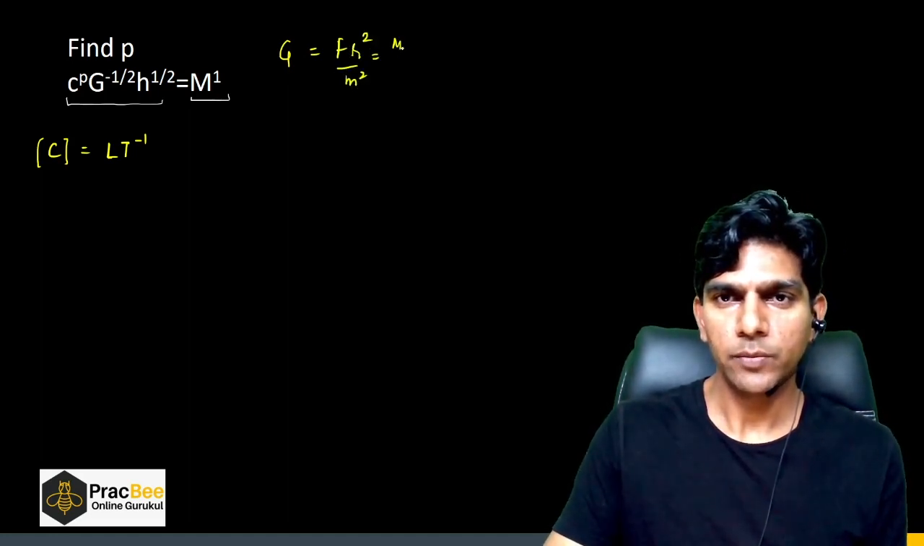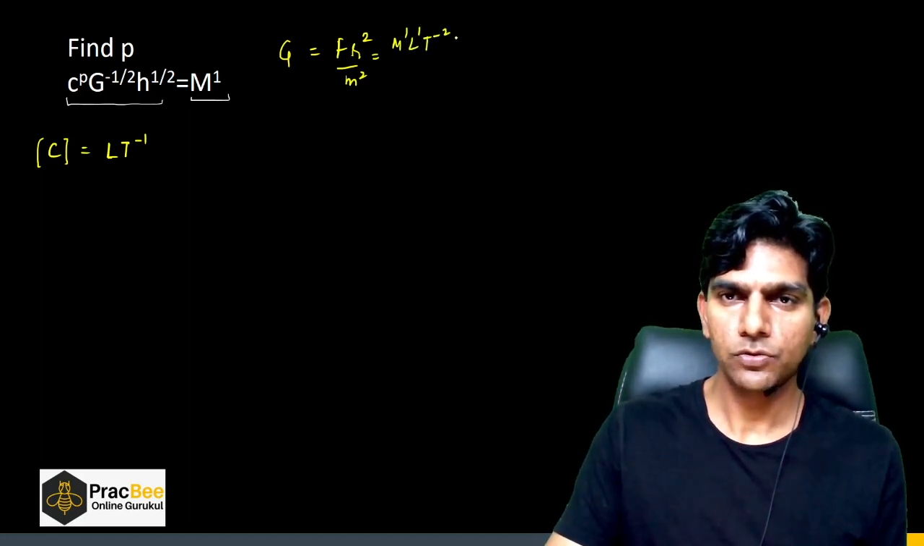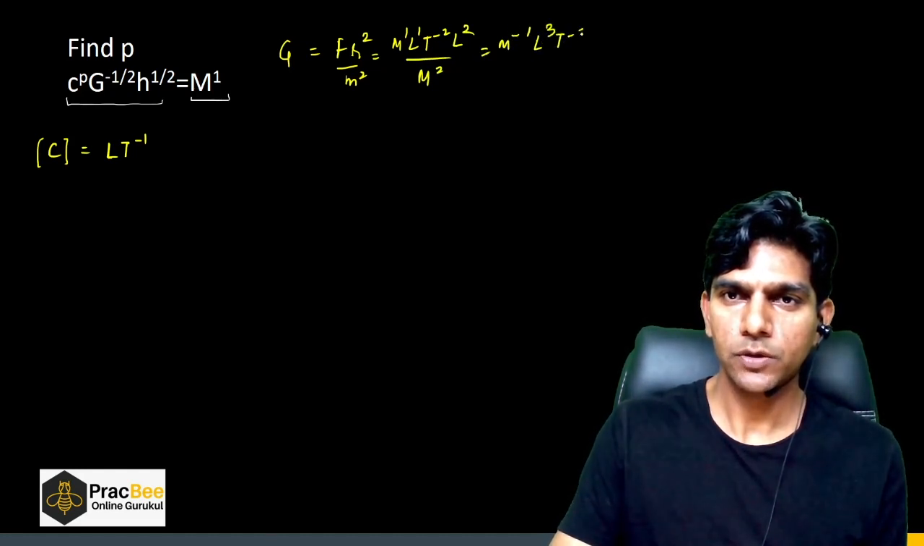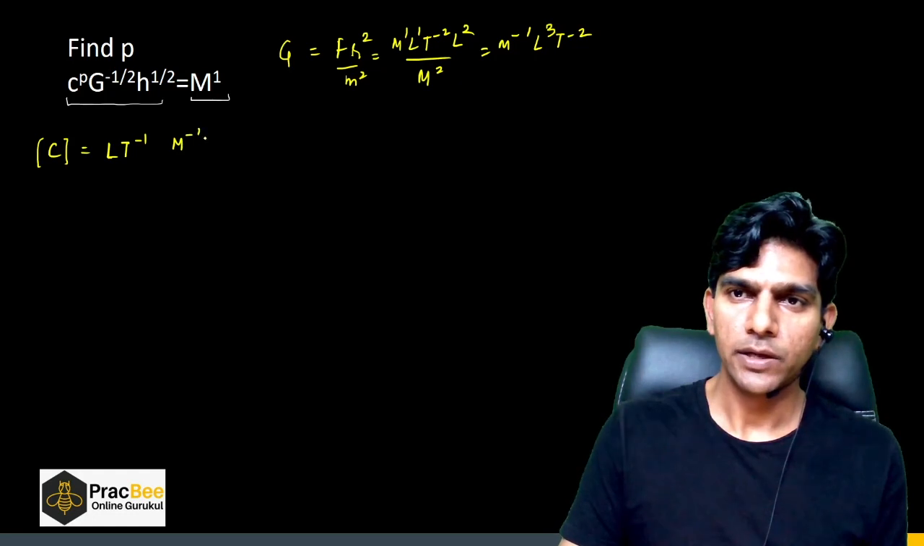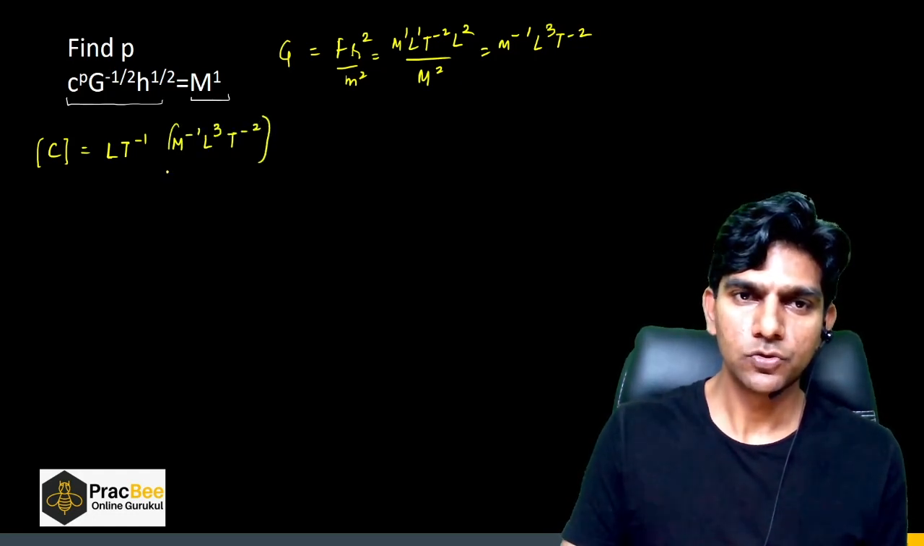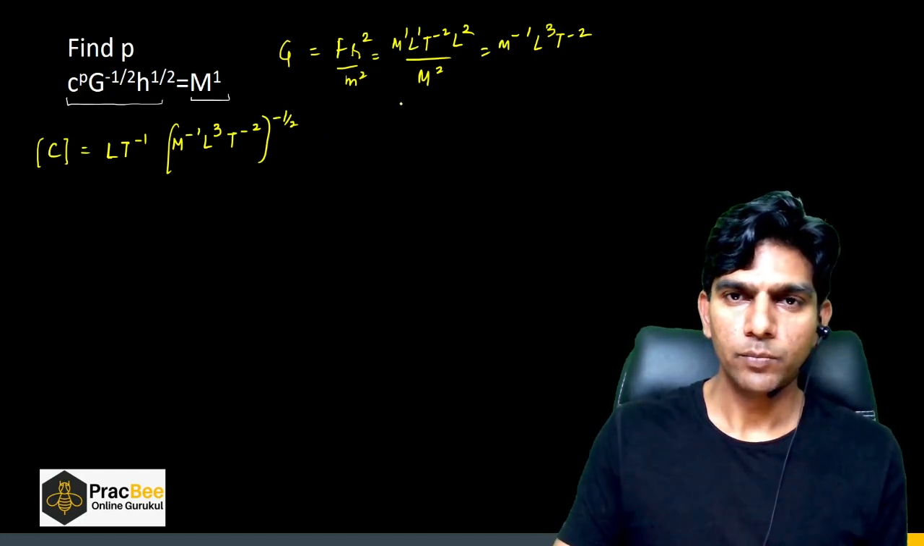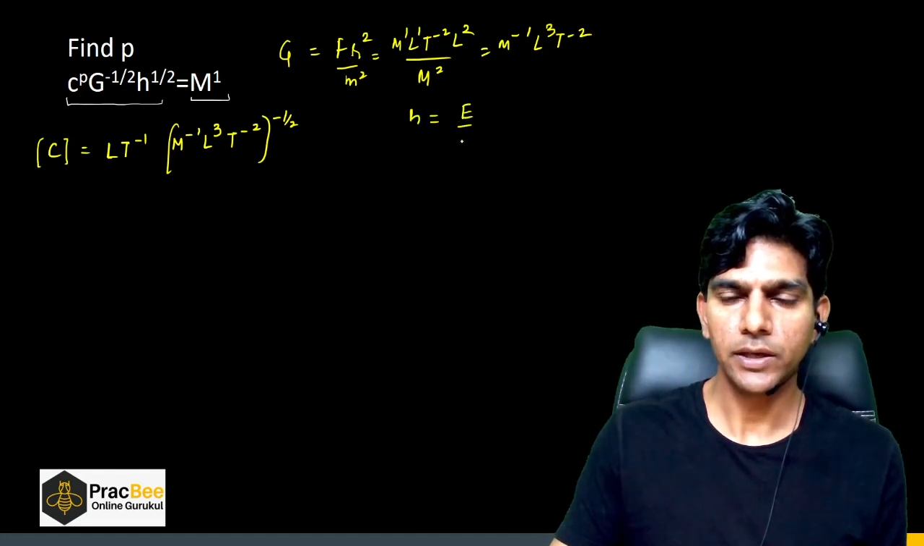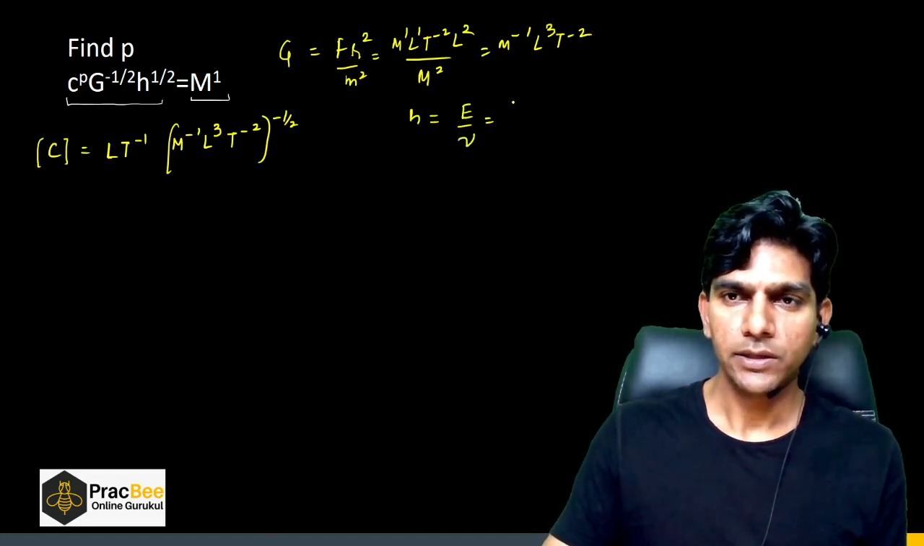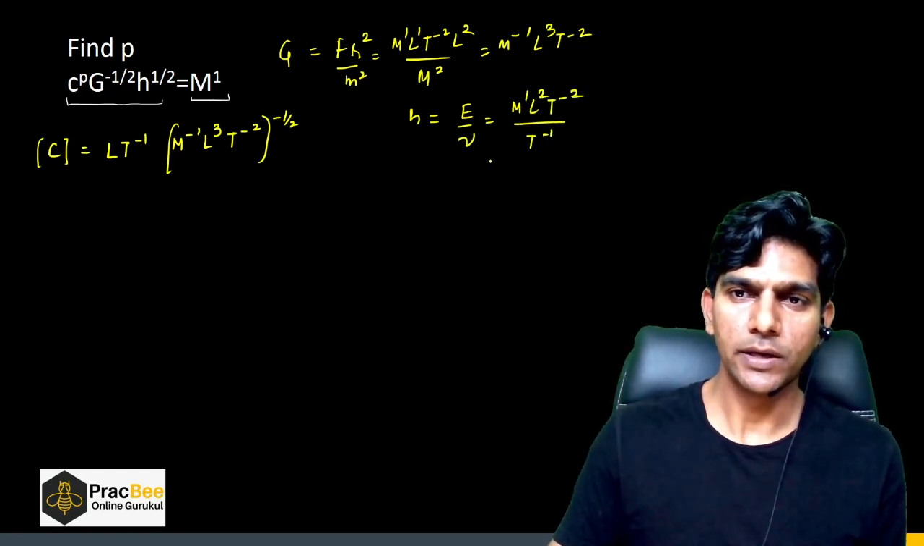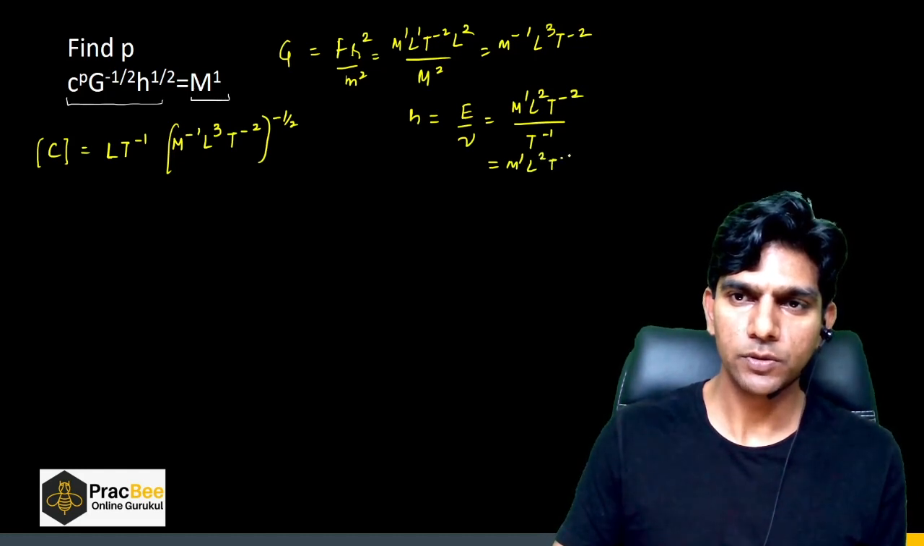So this will be m raised to power 1, L raised to power 1, t raised to power minus 2, times L square upon m square. So this will be m raised to power minus 1, L cube, t raised to power minus 2. So G raised to power 1 by 2 is m raised to power minus 1, L cube, t raised to power minus 2, the whole raised to power 1 by 2. Then for Planck's constant, we can find the dimension by using the energy of photon, which is E by nu. Energy is m raised to power 1, L raised to power 2, t raised to power minus 2, and frequency is t raised to power minus 1. So it will be m raised to power 1, L raised to power 2, t raised to power minus 1.